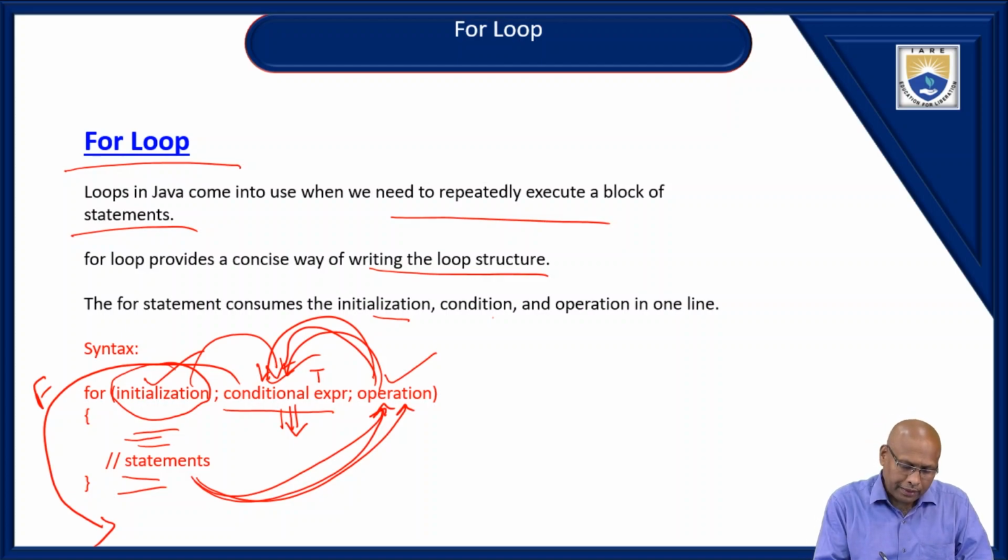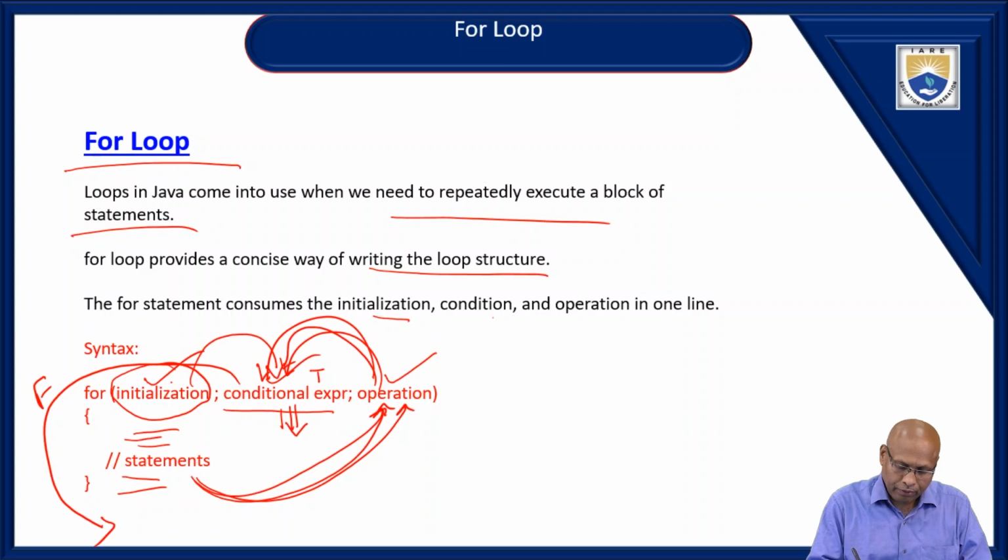The first part, that is initialization, will execute only once. Then the second part is the conditional part. This is the one which takes the decision whether the loop continues or stops. After executing the statements, then perform the operation. And remember, initialization and operation parts are optional. You may write, may not write, but the condition is compulsory because that will decide whether the loop will continue or stop.